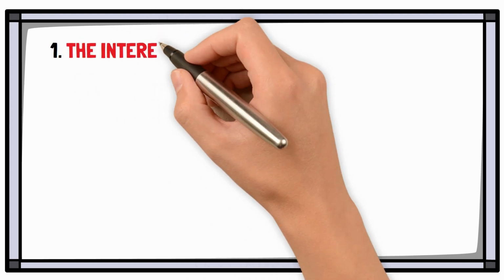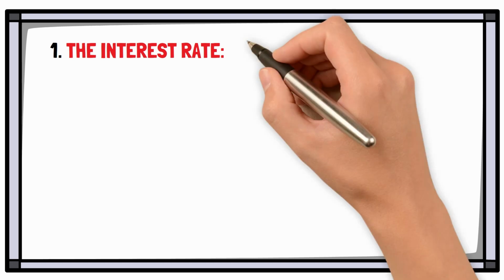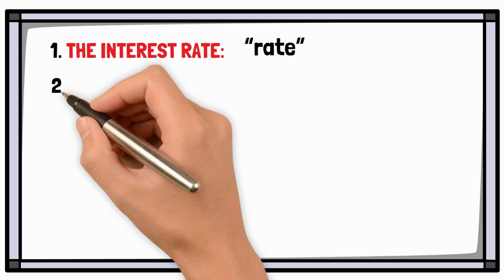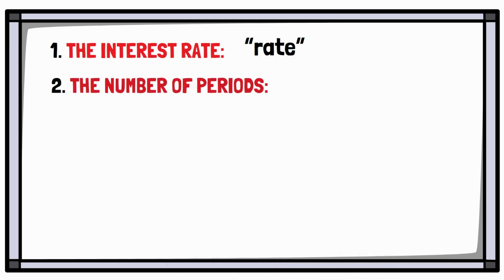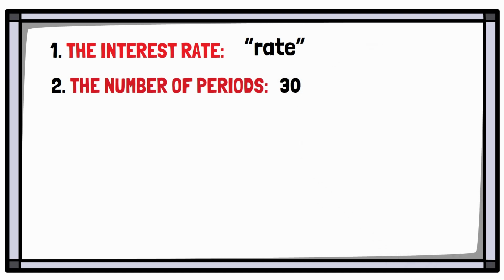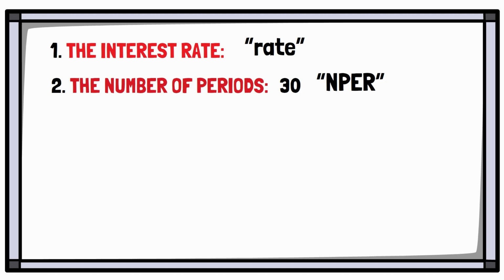There are 5 basic components in each problem involving future and present values. 1. The interest rate. This is the interest rate per period, usually per year, but sometimes per month. In Excel, this is the rate. 2. The number of periods. This is the number of, usually, years or months in the problem. For example, if you're holding an interest-bearing account for 30 years, the number of periods is 30. In Excel, this is NPER.